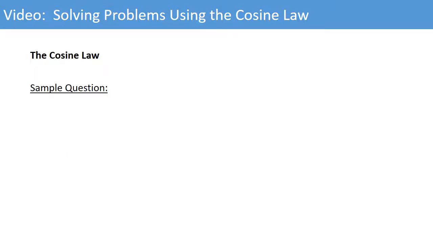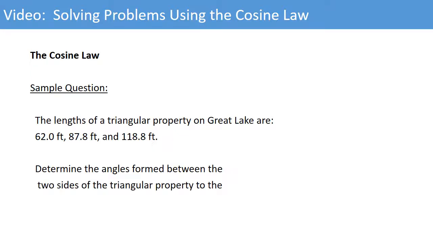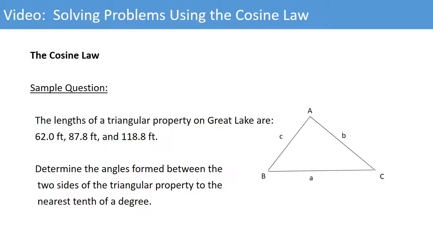Now, here is a sample question. The lengths of a triangular property on Great Lake are 62.0 feet, 87.8 feet, and 118.8 feet. Determine the angles formed between the two sides of the triangular property to the nearest tenth of a degree. Here is an idea of what it should look like.